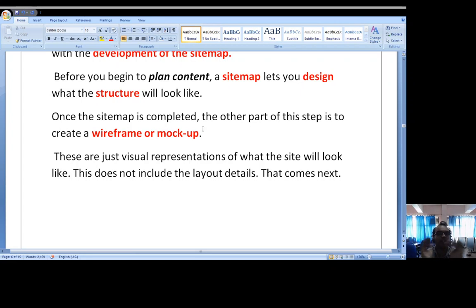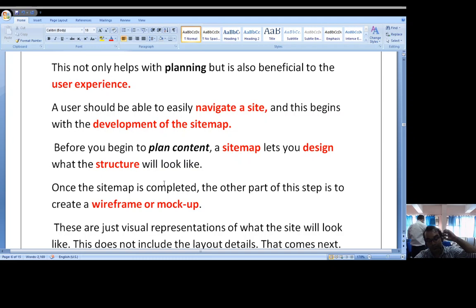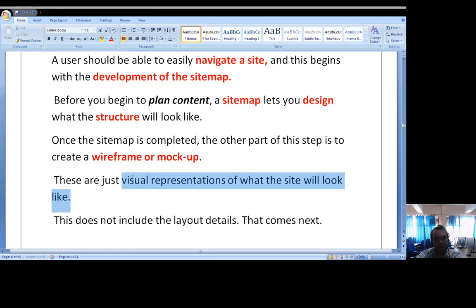The sitemap is within the plan content. We try to design, and when we design our site, in consideration of the user experience, we go for navigation and consider how the user will navigate on our website. Now, wireframes take care of the visual representation, what the site will look like. It should be attractive, so this visual representation part is taken care of by the wireframe.